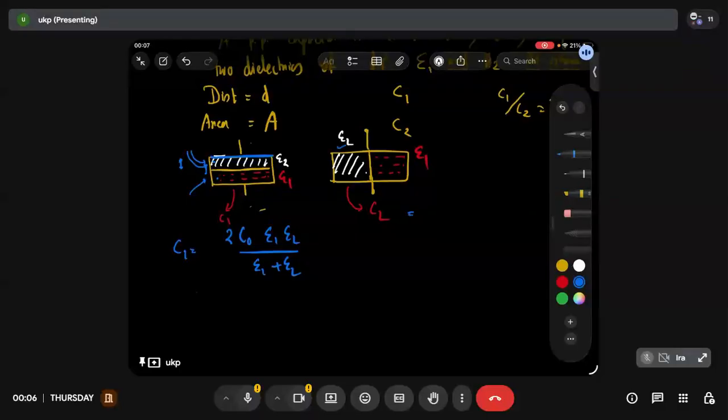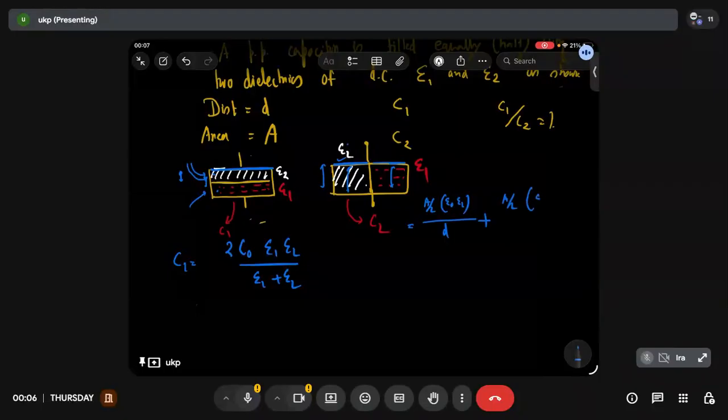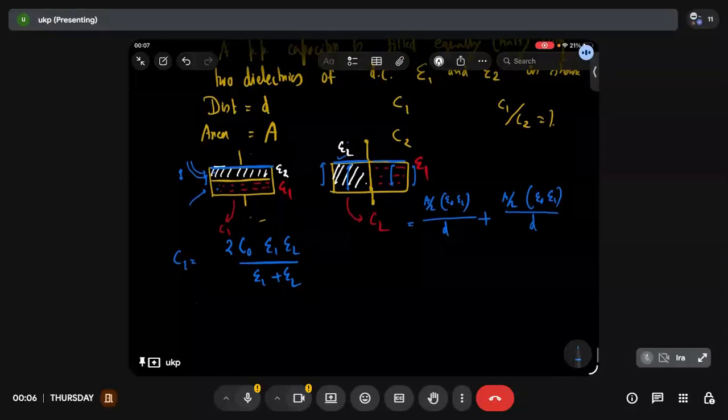In this case, this is one capacitor and this is another capacitor. They are connected in parallel. In the case of parallel, capacitances add, so silly mistakes should not be made. What is this much area? A/2 into what is permittivity? Epsilon 2. So it will be epsilon naught into epsilon 2 divided by the separation between the two plates, which is d. Plus what about the other one? Area is A/2 into epsilon naught into epsilon 1 divided by the separation between the two plates, which is small d. Clear?